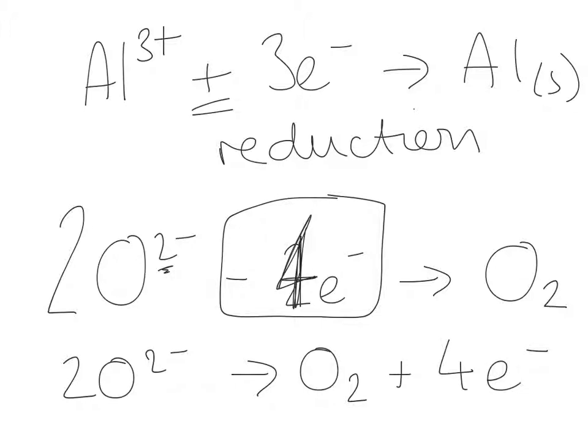Because it's lost electrons, this particular one is oxidation. Oxidation is loss, reduction is gain. There's another extra that you need to be aware of with extraction of aluminium from its ore.